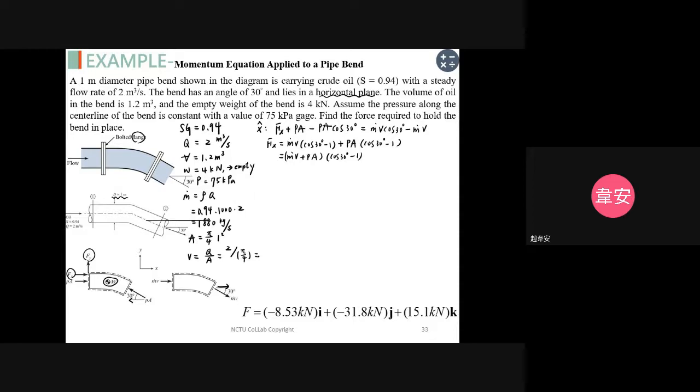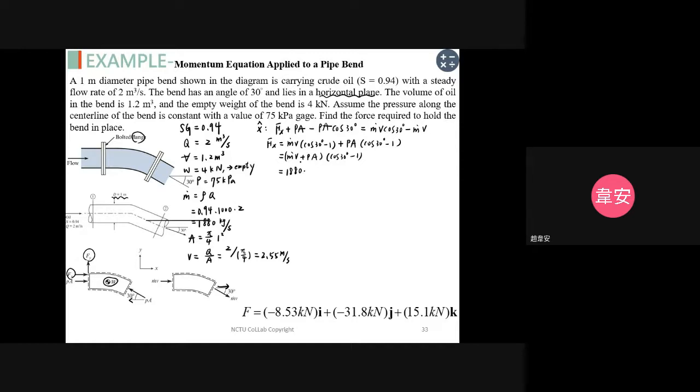So what is the flow velocity? The flow velocity is 2 divided by pi and then multiplied by 4, which is equal to 2.55 meters per second. Okay, so we have all of the numbers we need to compute the Fx. So we just put the numbers inside the equation.